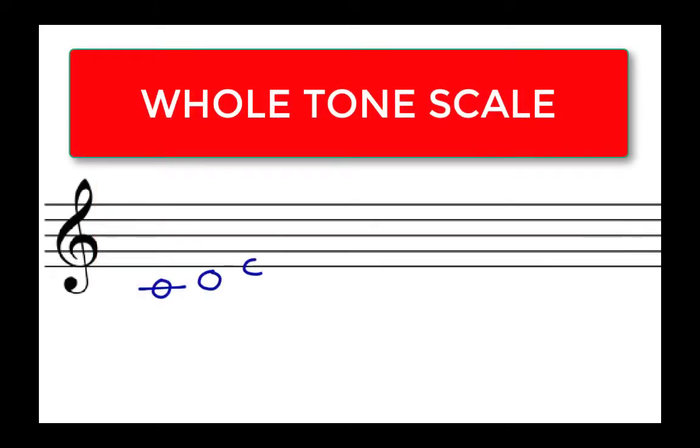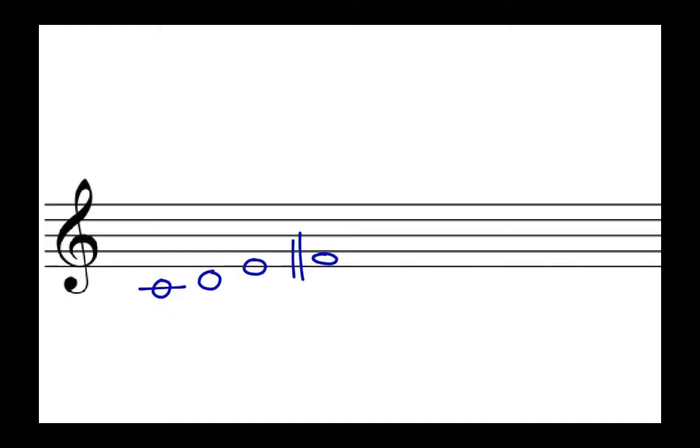So C, D, E would be the beginning of a major scale. But here's where we're going to depart. In a major scale, we'd progress to F. But we're going to keep going with whole tones, whole steps. So E to F sharp, then F sharp to G sharp, then G sharp to A sharp. And now, if we go up a whole step, we're, at least enharmonically, back to C.